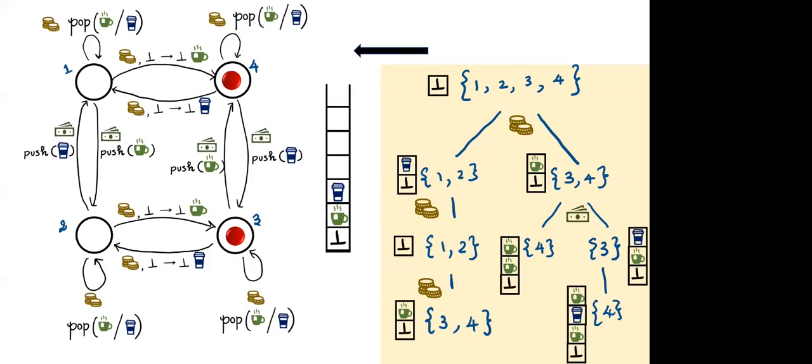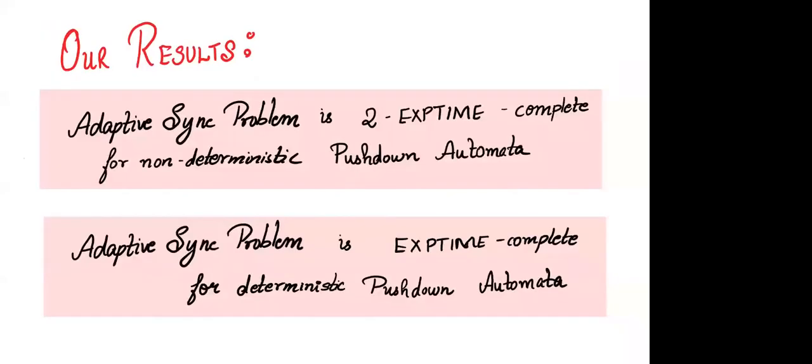Thankfully, in our case, we have some decidability results because viewing the stack gives us some more power. In fact, we are able to show 2-EXPTIME completeness for non-deterministic pushdown automata. And for deterministic pushdown automata, it's even better and we have EXPTIME completeness. That's great. So how do we get the upper bounds?